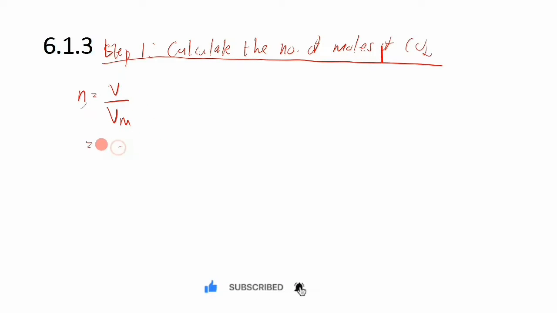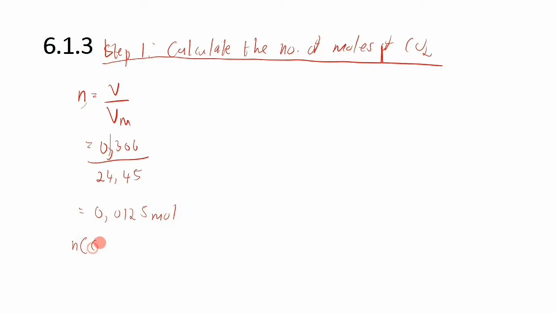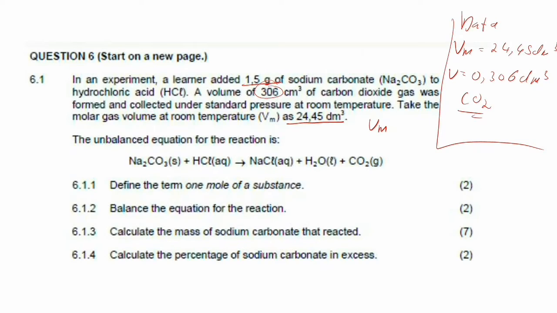Then V, we have 0.306 over 24.45. Then at this point you just punch all that in your calculator, so you'll have 0.0125 mole, right? So now we are aware that this is the number of moles of carbon dioxide, right? But then what are we looking for? We are looking for the information on sodium carbonate.